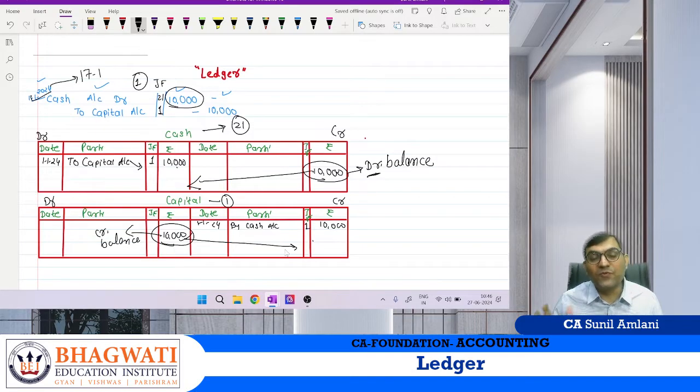Do I need to transfer it to my trading P&L? Answer is no. So I will still have a balance. What is the balance in purchase account? It is, let's say, 5 lakh rupees. What is the balance in sales account? Let's say 8 lakh rupees. So that is a balance.